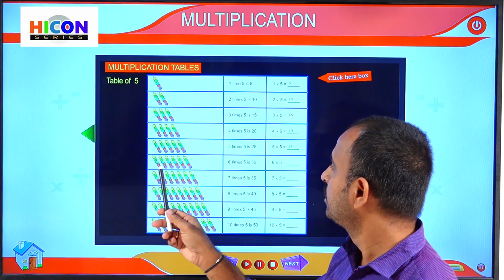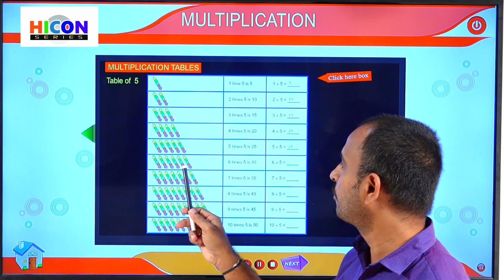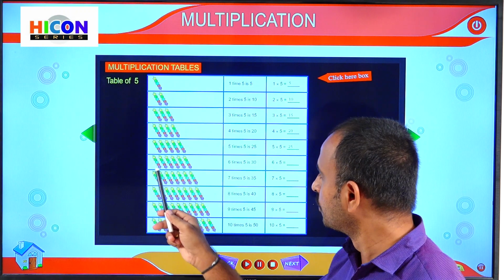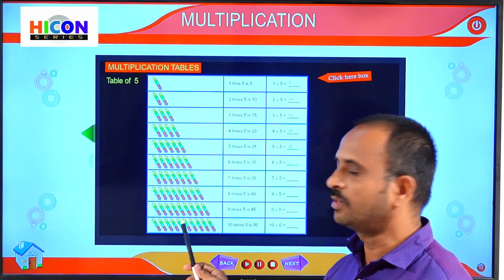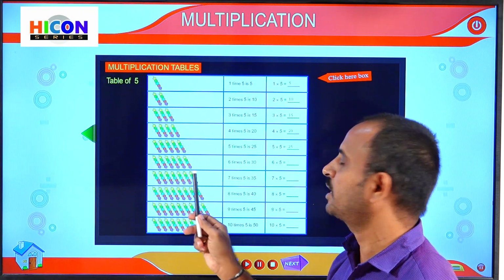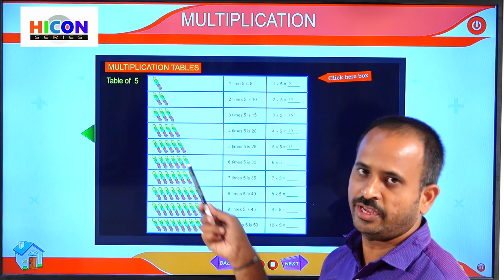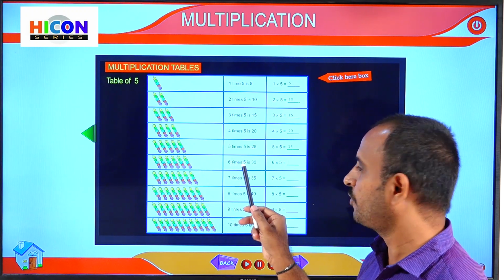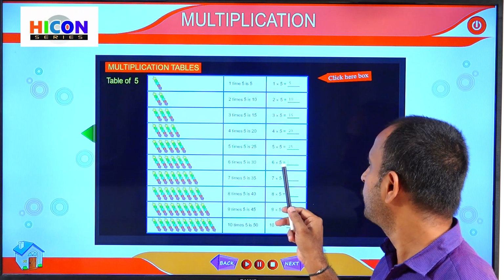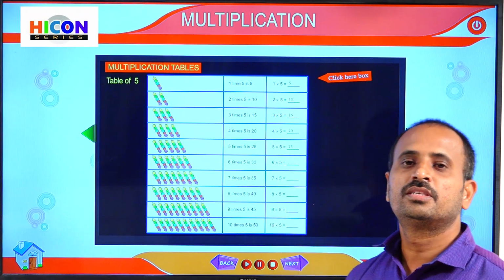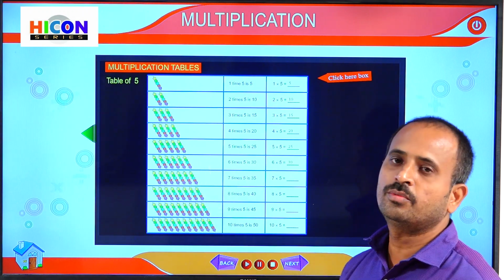So see the next row. So children, how many groups of balls are there? 1, 2, 3, 4, 5, 6. In total 6 groups of balls are there. Each group has 5 balls. That means the total number of balls can be obtained by doing 6 times 5. So 6 times 5 can be written as 6 into 5. That is 6 fives. Children, how much? 6 fives are 30. So in total there are 30 balls.